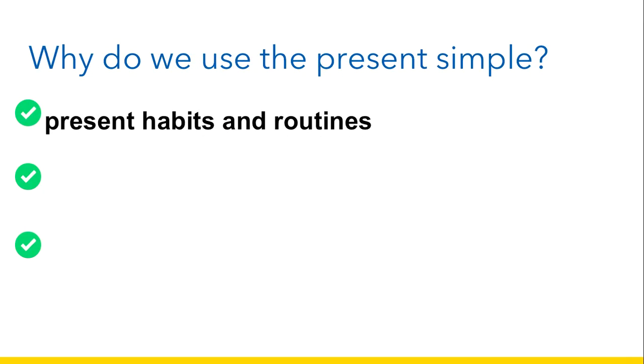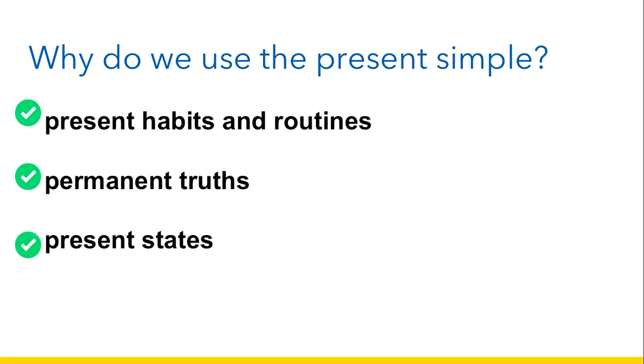So now you know that we use the present simple to talk about present habits and routines. In addition to talking about habits, we can also use the present simple to talk about permanent truths and present states. Let's look at an example from the reading. We know Ron wakes up at 5:30 every morning. This is an example of a habit.